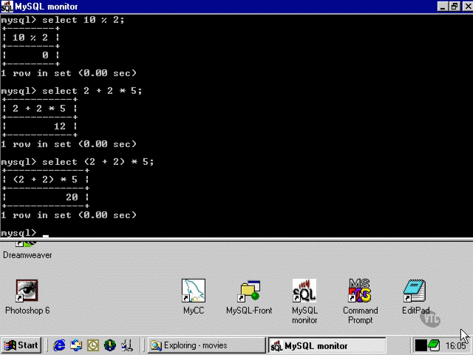So beyond this mild point of ambiguity with the arithmetic operators, all of this is fairly simple stuff. In our next movie, we're going to look at some more complicated comparison operators.